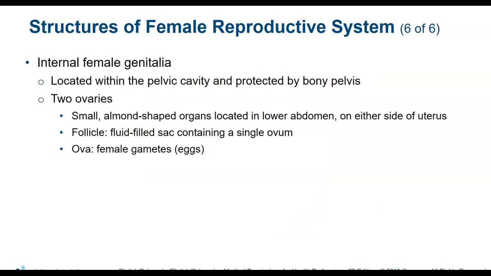Internal female genitalia are located within the pelvis and protected by our bony pelvis. We have two ovaries. They're small almond-shaped organs located in the lower abdomen on either side of the uterus. There are follicles. They are fluid-filled sacs containing a single ovum. Now, the cool thing with this, those eggs are developed in utero. So you have all the eggs you need as you are developing in your mother's uterus. The ova is the female gamete, which is the egg.